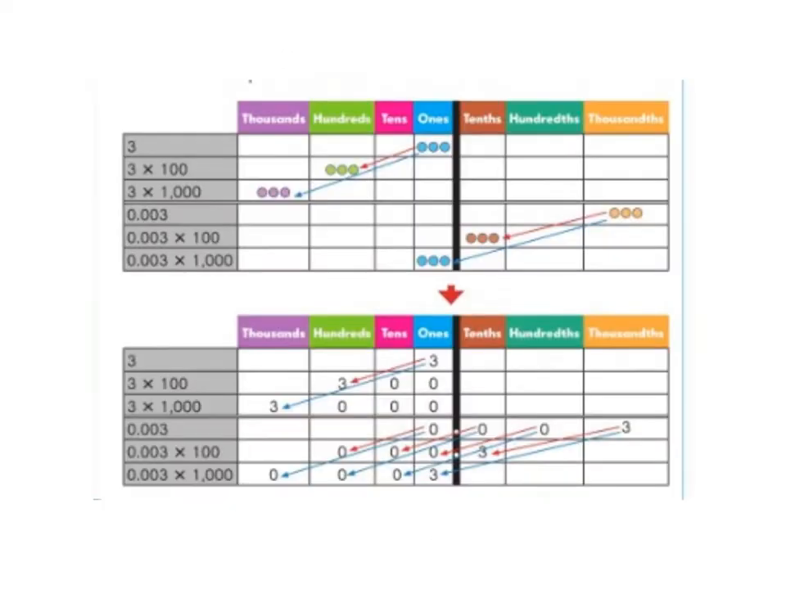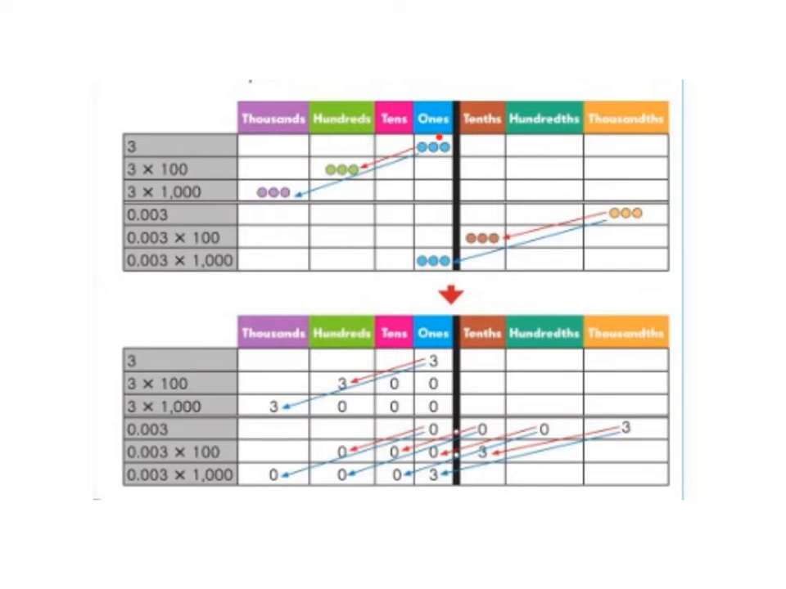Now we're going to use the place value chart to help us visually see what happens when we multiply a number by 100 or 1000. When we multiply a number by 100, we're going to shift all of the digits over 2 places to the left. So if we were to multiply 3 times 100, we have 3 in the ones. We're going to shift that over 2 places so that it's in the hundreds place.